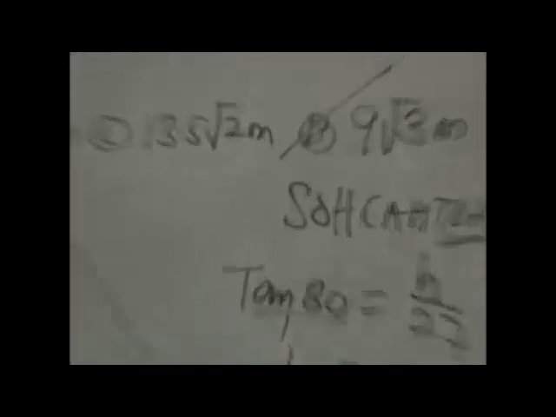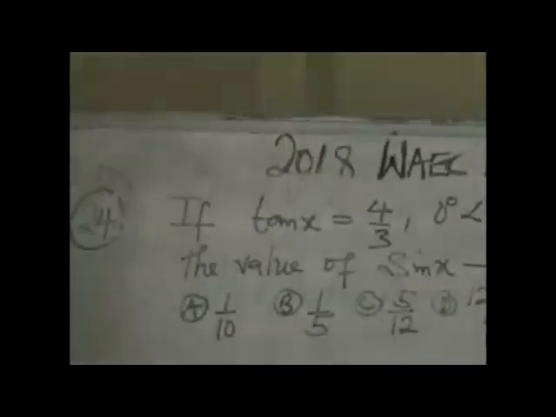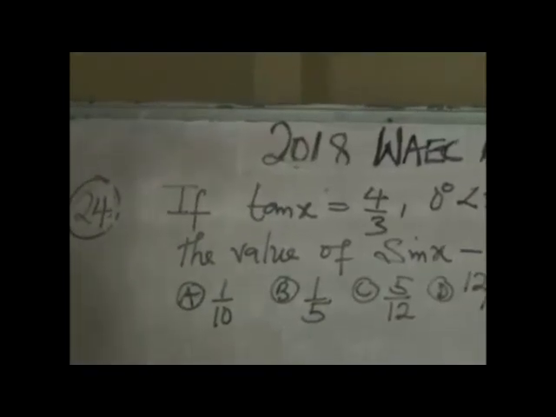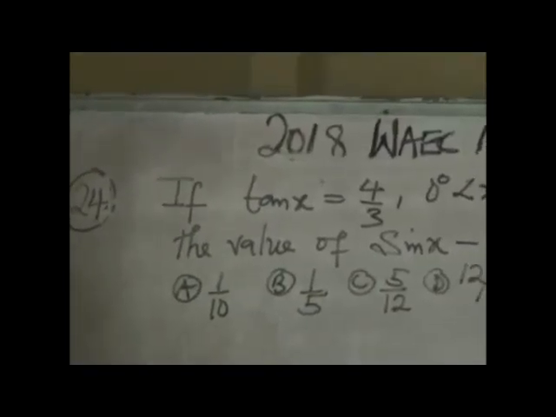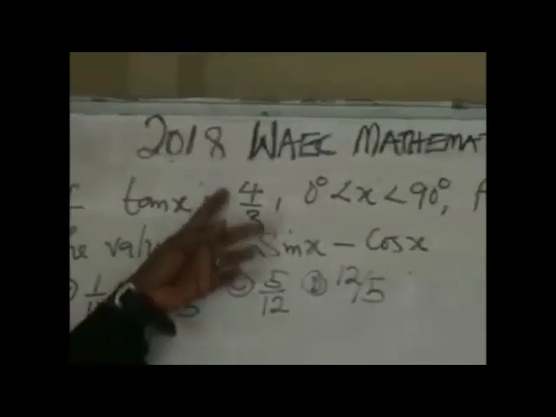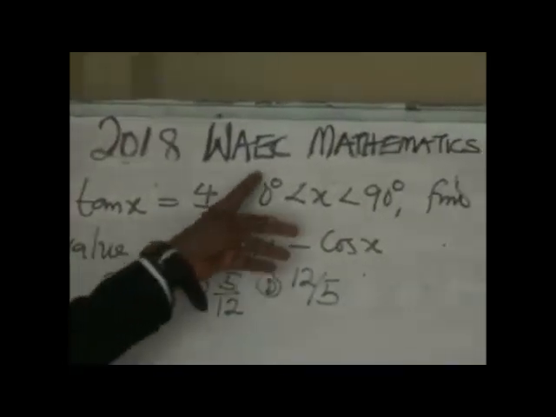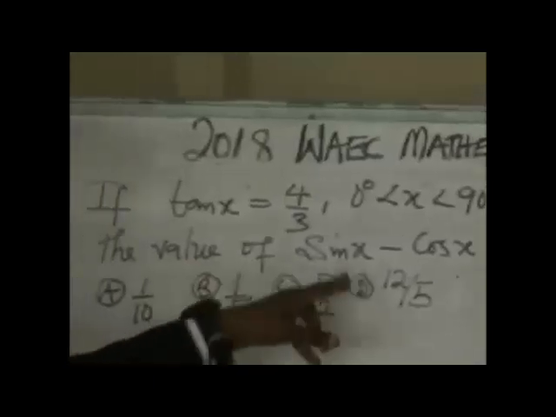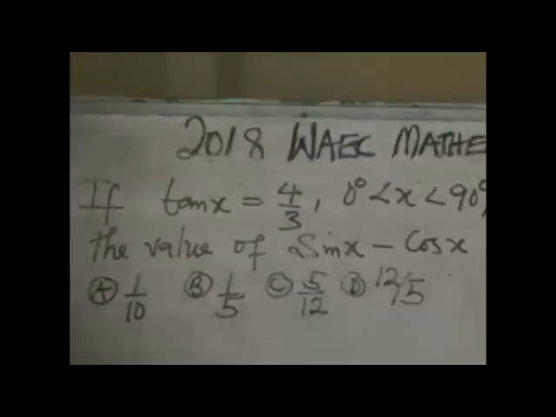Are you getting it now? So now let's move on to the next question. Here is question 24, 2018 WAEC Mathematics past question. The question is: if tan x equals 4 over 3, when 0 degrees is less than x less than 90 degrees, find the value of sin x minus cos x.